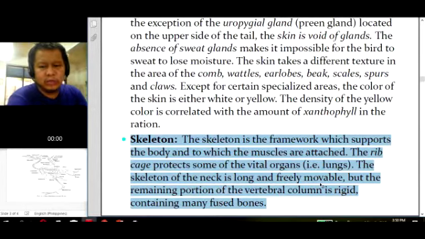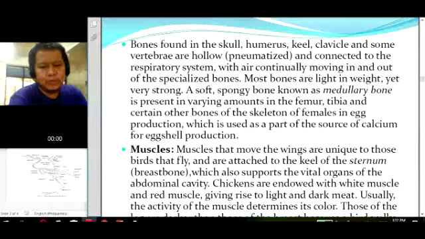So, movable siya, malihok-lihok, not rigid. But the remaining portions of the vertebral column are rigid, okay? Containing many fused bones. So, bones found in the skull, humerus, keel, clavicle, and some vertebrae are hollow. So they are known as the pneumatized or pneumatic bones, and connected to the respiratory system with air continually moving in and out of the specialized bones.